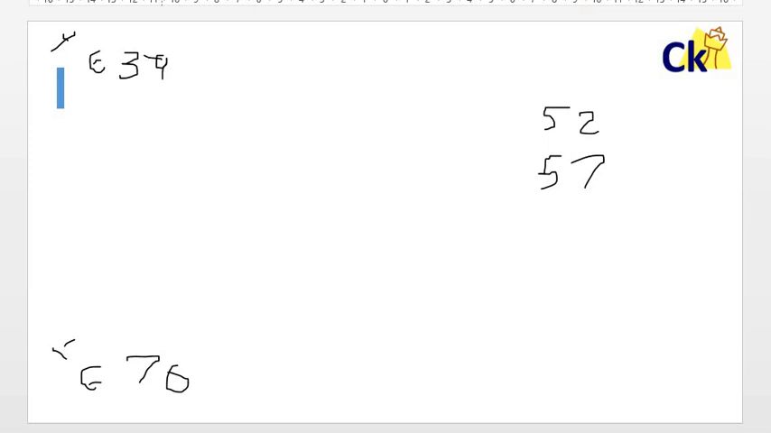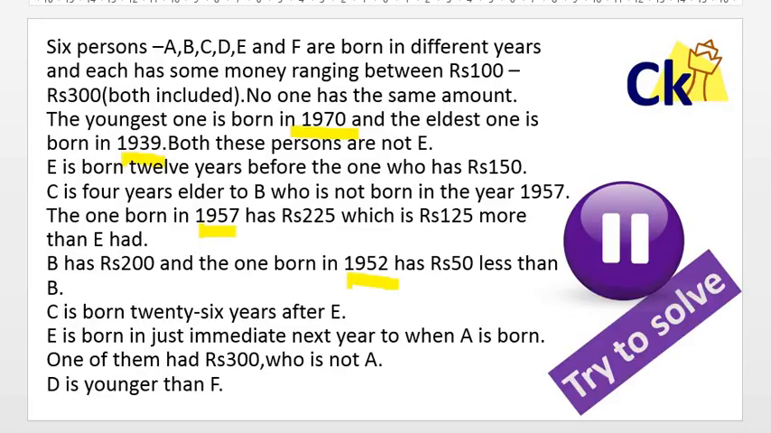So 1939 is the oldest and 70 is the youngest. And both these persons are naughty. It is mentioned in the data itself. The other 2 years that we figured out were 52 and 57. Okay. And the remaining 4 people lie between 1939 to 1970. Now let's find some other direct information from the data.